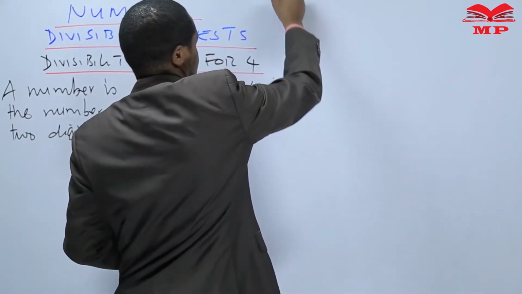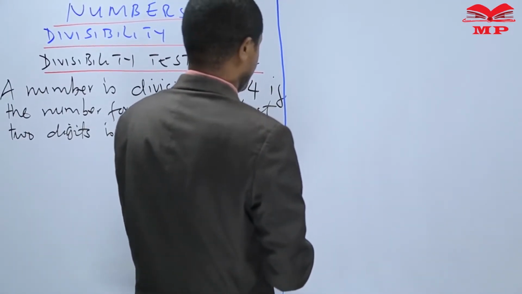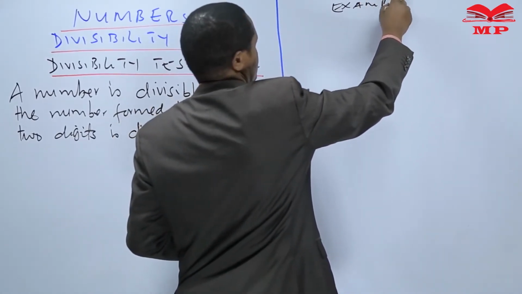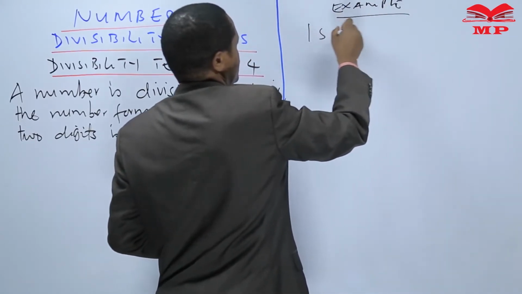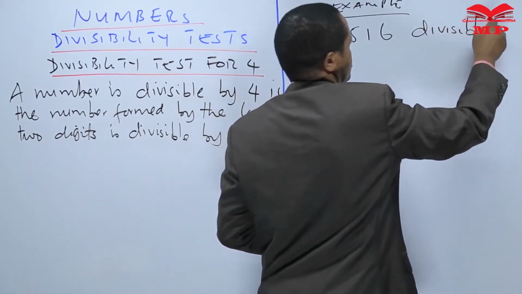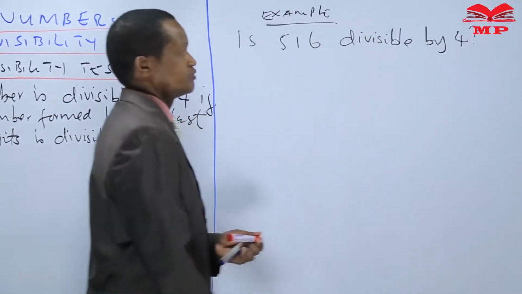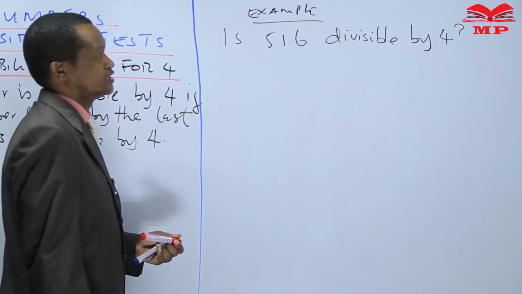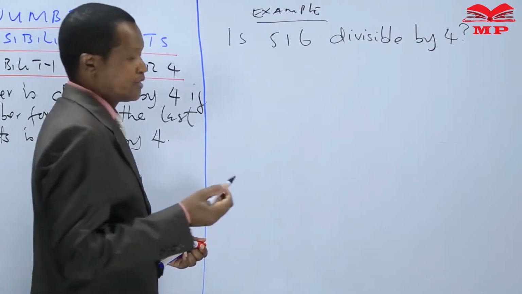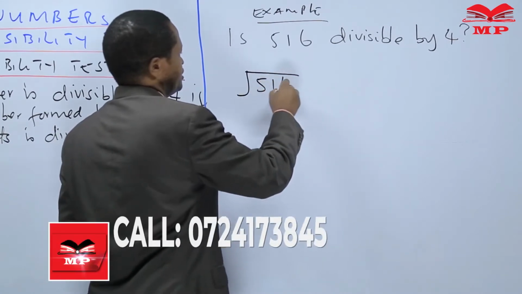And let us try this out. Let's have an example here. Example: Is 516 divisible by 4? Question. Is 516 divisible by 4? We can answer that question by dividing 516 by 4.